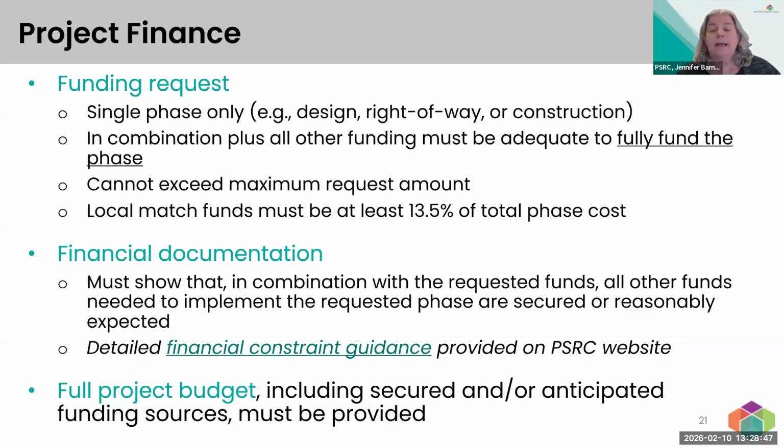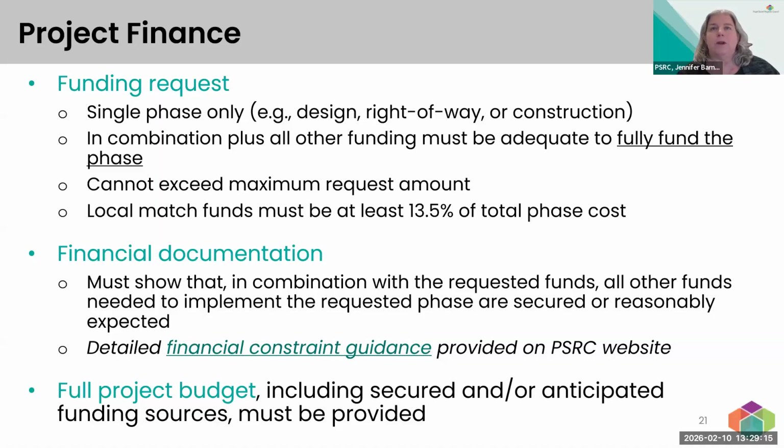And secured is we've got this in our TIP or our CIP already, and we can show that here's the project and here's the funds. We've already gone through the steps to make sure that this is in our budget. That is what we would consider secured. We know that often, especially for requests into the future, a project might not have gotten to that point yet where it's actually programmed in the local TIP. So that's where reasonably expected comes in.